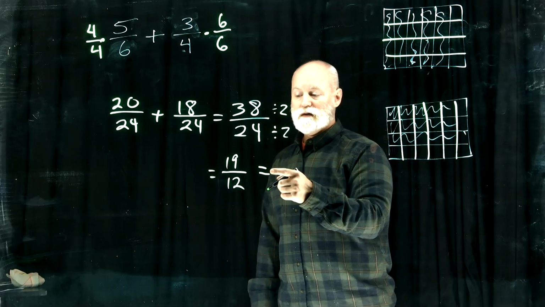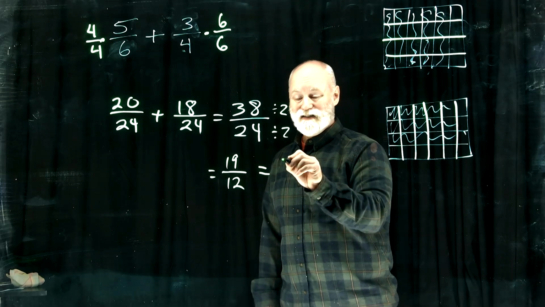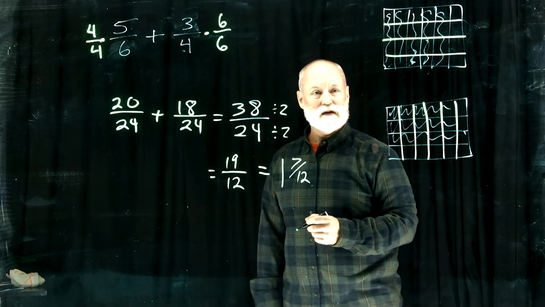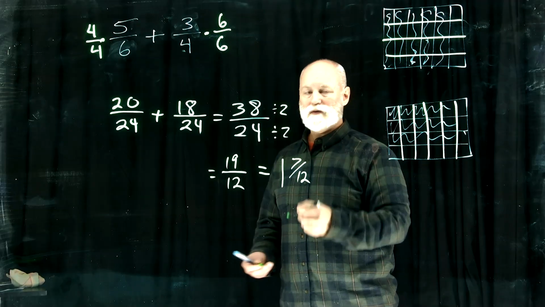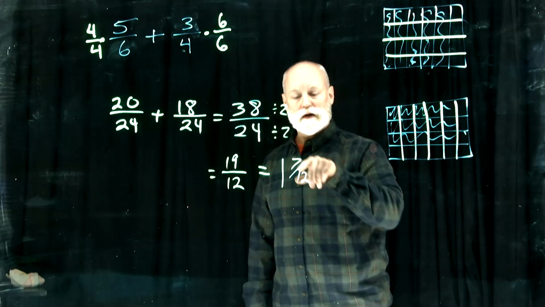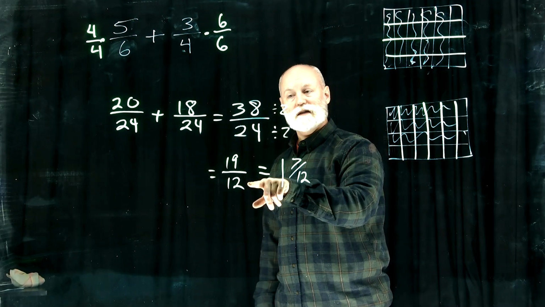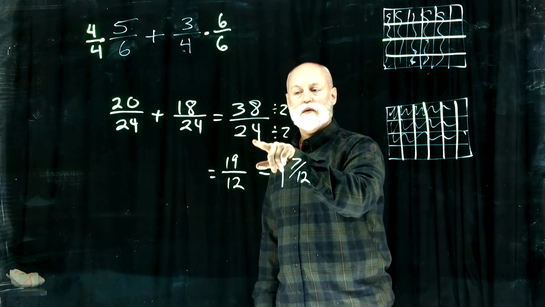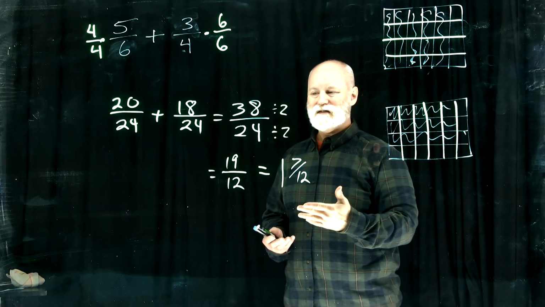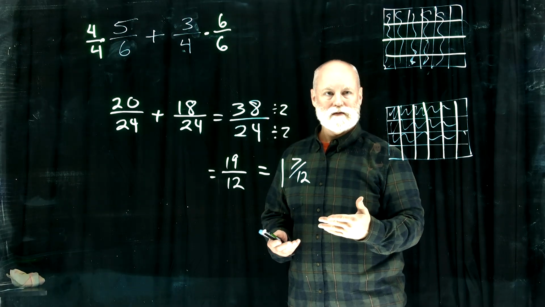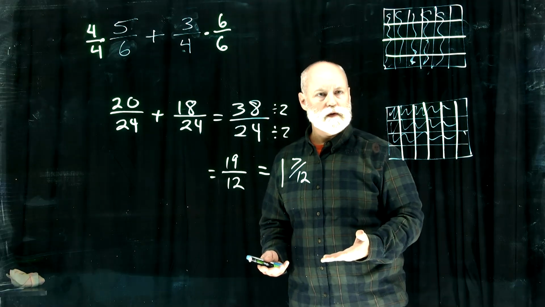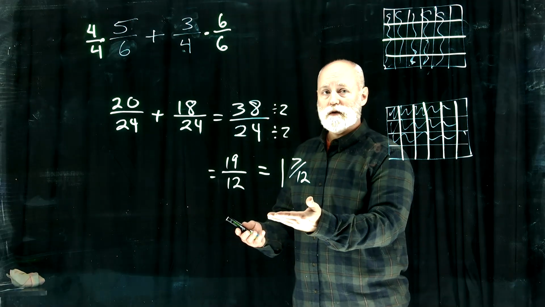Well, 12 would go into 19 one time with 7 left over, so it's also 1 and 7/12. So of these 3, which one's the most correct? The answer is yes. They're all equally correct. 1 and 7/12 is equal to 19/12, which is also equal to 38 over 24. And to reiterate this, because I get this question a lot, it's like, well, which one do we need to put down as the correct answer? All 3 of them should be acceptable as the correct answer.